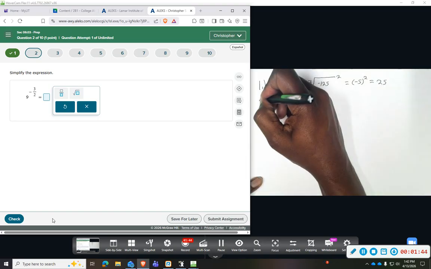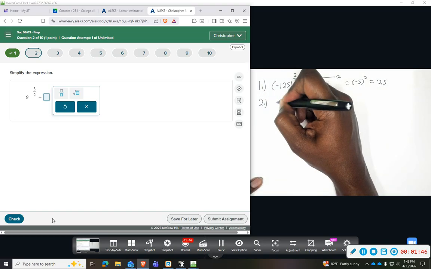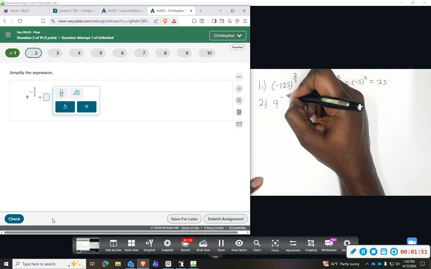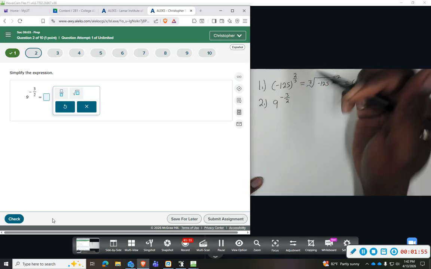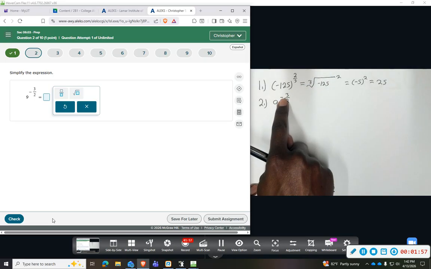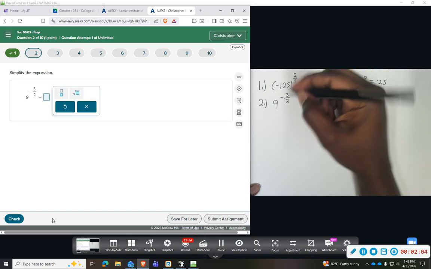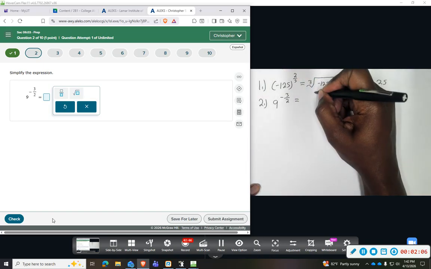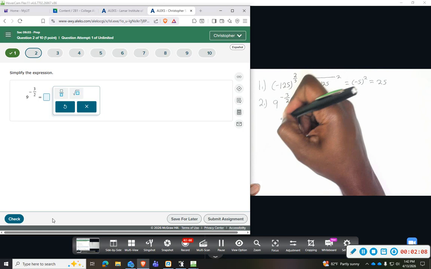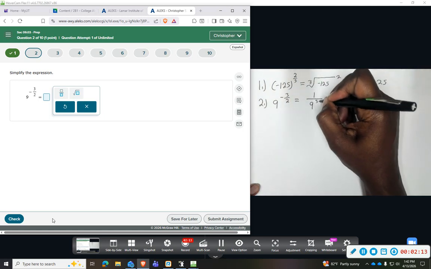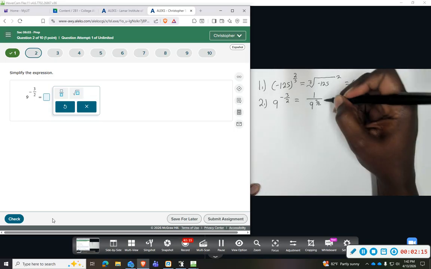Number 2, we have 9 raised to the negative 3/2 power. So what this does when you have a negative exponent, it moves this number into the opposite location of the fraction. So what this means, we're going to do 1 over, we're going to move this 9 to the bottom, and now this 3/2 power is positive.